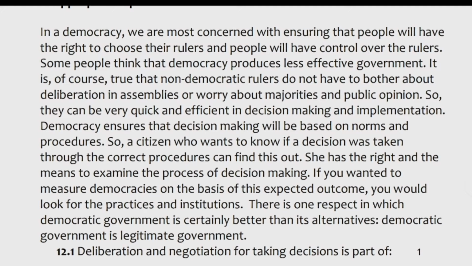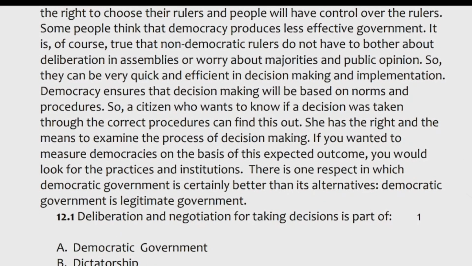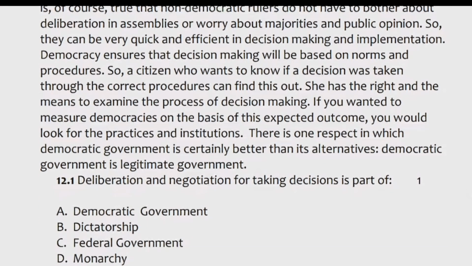12.1. Deliberation and negotiation for taking decision is part of which option? A. Democratic government. B. Dictatorship. C. Federal government. D. Monarchy.